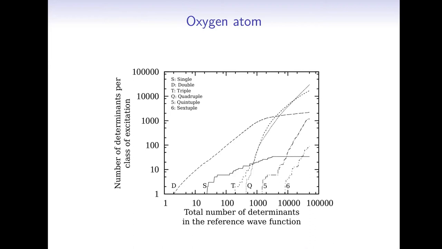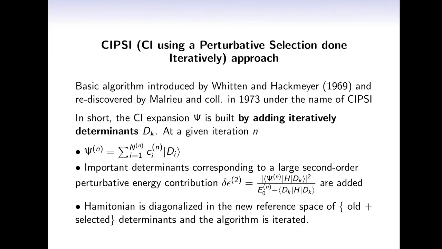Really, you have lots of sextuples, which are more important than doubles. So the structure of the full CI wave function is not really well reproduced by using an a priori selection of a subspace of the full CI space according to the class of excitation. So really, that is the kind of idea which makes it efficient.